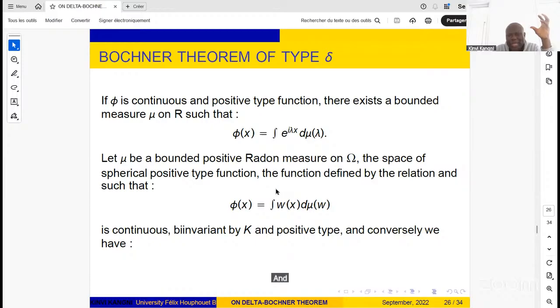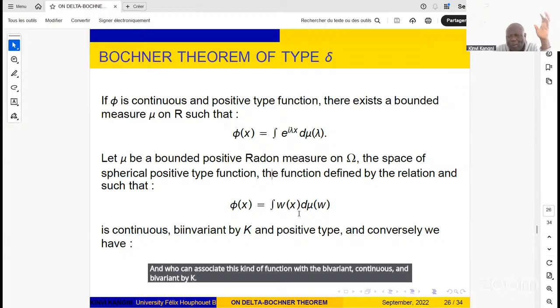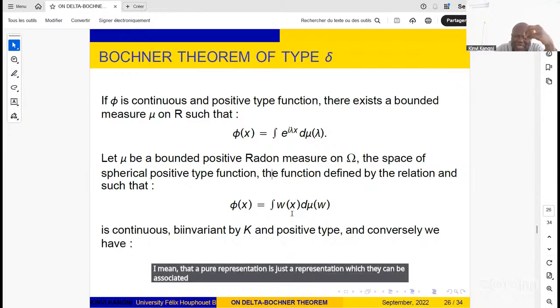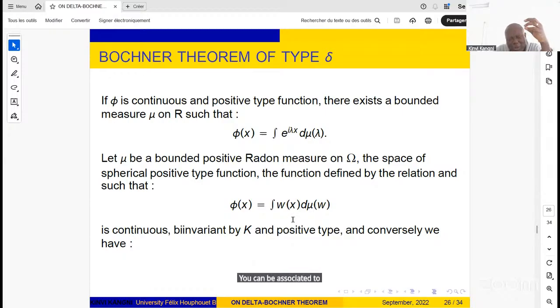And we can associate this kind of function, which is continuous and bivariant by K, to some bounded measure on this kind of space. You can also decompose this kind of function into some spherical functions, which can be associated to the pure representation. I mean that a pure representation is just a representation which can be associated to a function which is associated to an irreducible representation. That is called the pure representation.